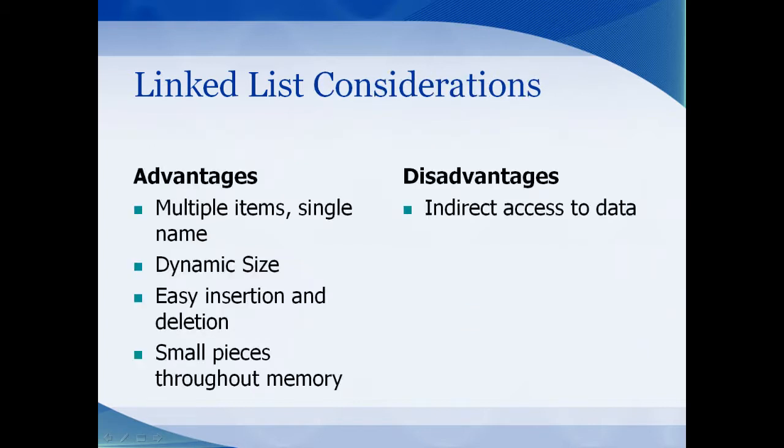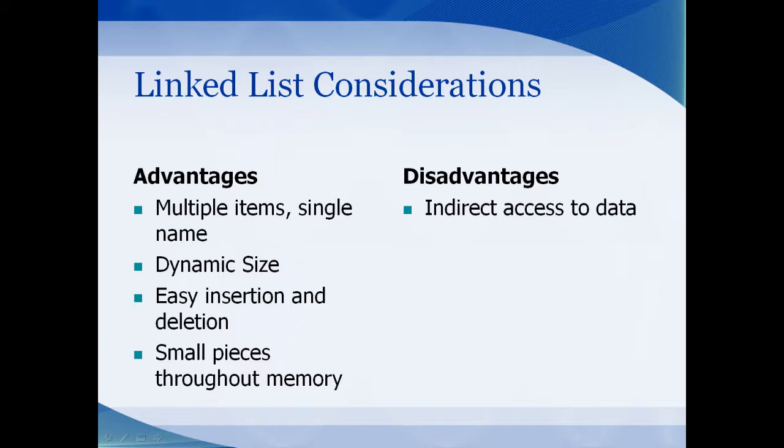With a linked list, you still have a list of items with a single name, just like an array, but the big advantage of a linked list over an array is it's dynamic in size. It's super easy to insert and delete information. All you have to do is just change that next pointer to point to a different node, and it'll skip over one. Or if you want to add some piece of data, you can have your next pointer point to the new node and have the new node point to the next node in the list. It's super easy to add and delete in a linked list. It also uses less memory since data is stored in small pieces throughout your memory.